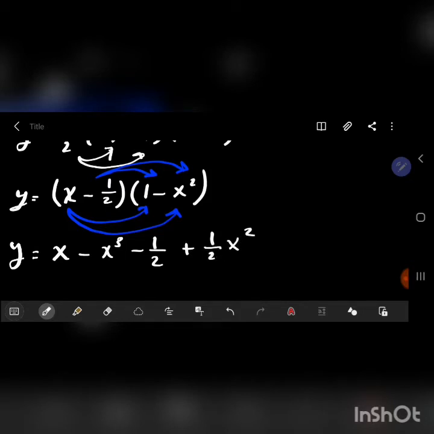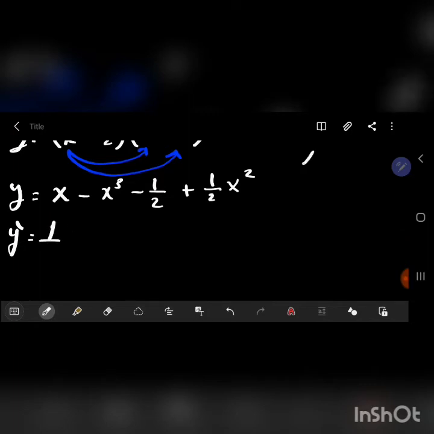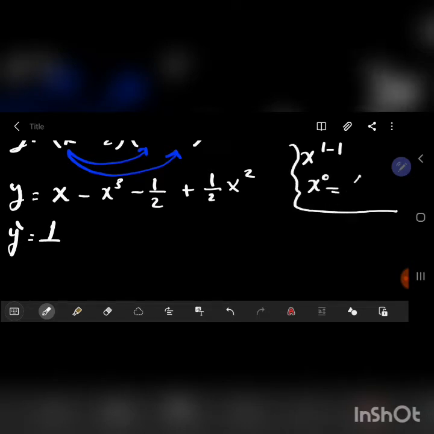Now I will take the derivative of this function. Y prime equal to the derivative of x, which is 1. Why? Because x to the power 1 minus 1 equal to x to the power 0, equal to 1. So the derivative of x is 1. The derivative of x to the power 3 is 3 times x to the power 3 minus 1, minus the derivative of the constant, which is 0.